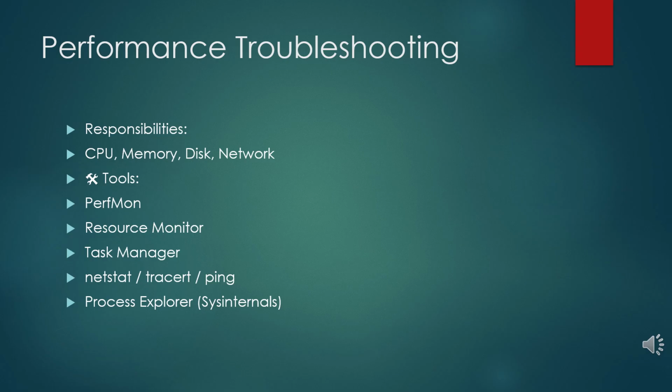Now let's talk about network performance. Sometimes the issue is not with CPU or memory, but with network connectivity. Users may face delays while accessing applications or servers. In such cases, we use basic but very powerful command line tools. For example, ping is used to check connectivity between systems. If ping fails, it indicates a network issue. Next, we use tracert to trace the path between source and destination and identify where the delay is happening.